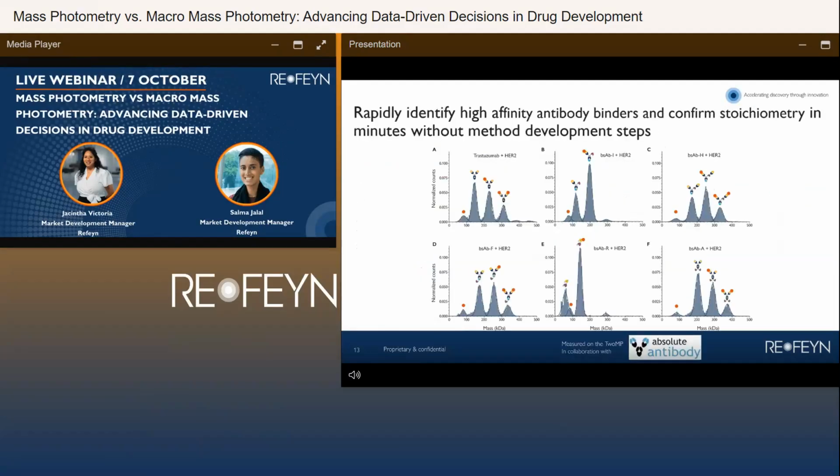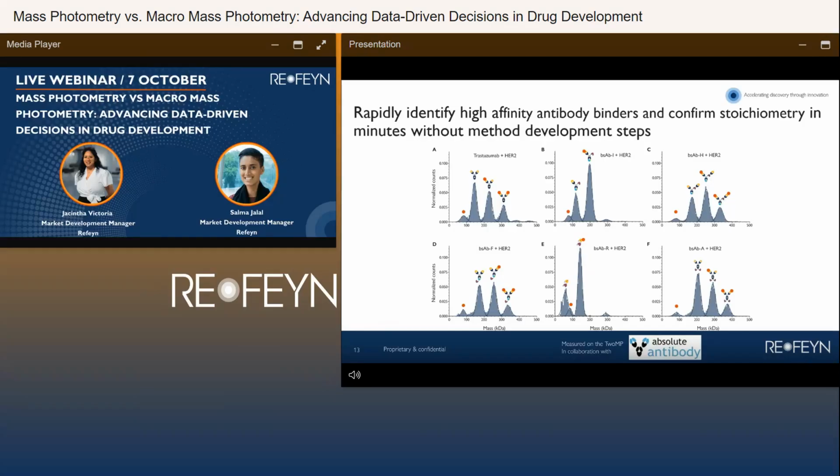And then moving into another application for mass photometry in the antibody space: studying binding stoichiometry and whether you have binding in your samples. This is from our collaboration with Absolute Antibody, where we're showing how mass photometry can be used to rapidly identify antibodies that bind their antigen with high affinity. Absolute Antibody, as I said before, produce a range of different antibody formats. They not only work with monoclonals, but also produce bispecifics in other formats. And bispecifics bind to their targets with a different mechanism. So they're binding multiple targets.